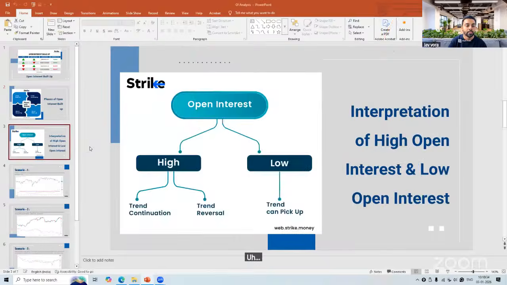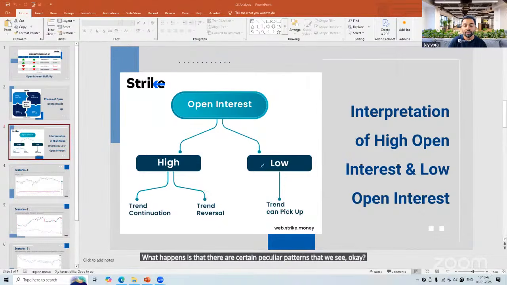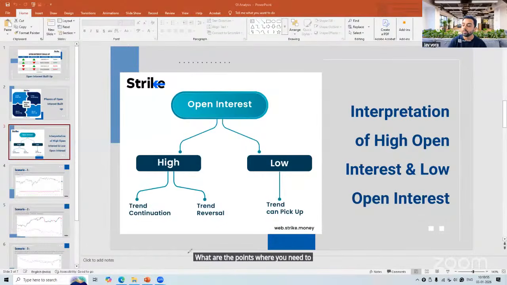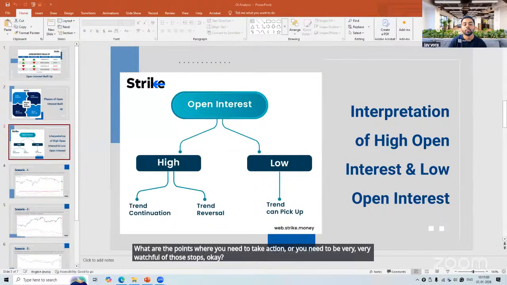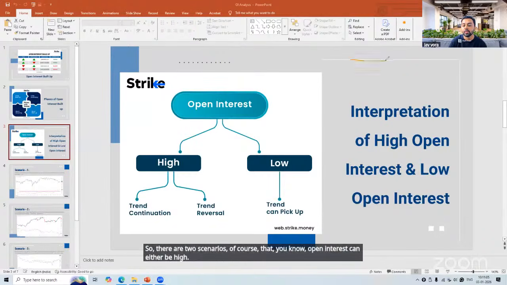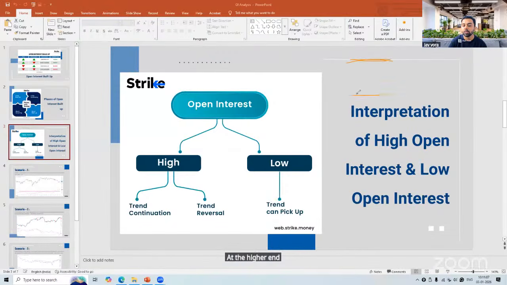Now, one more thing is open interest. There are certain peculiar patterns that we see. This slide shows the points where you need to take action, or you need to be very, very watchful of those stocks. There are two scenarios, of course: open interest can either be at the higher end of the range or the lower end of the range.